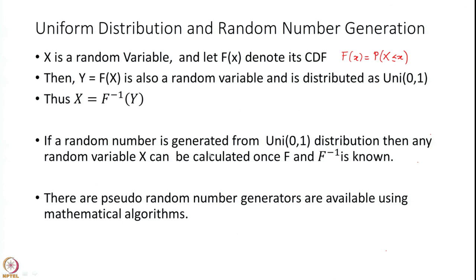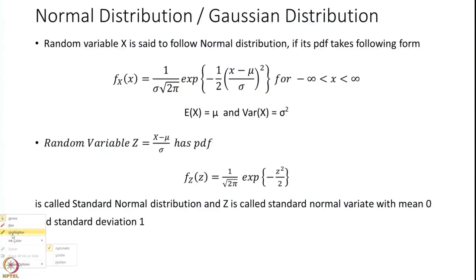Now, if a random number is generated from the uniform 0, 1 distribution, then the random variable x can be calculated by finding F inverse of the uniformly distributed random variate y. So, what it is saying here, let me clarify it. I think I have not clarified it properly. We go back.